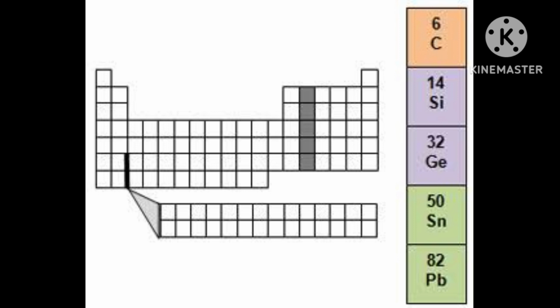Now germanium 32: you write the argon electronic configuration, and after that 3d was vacant, so now it will be filled here. Then 3d10 4s2 4p2. In the same way, tin, Sn, 50: it is the krypton electronic configuration, and after that you write 4d10 5s2 5p2.